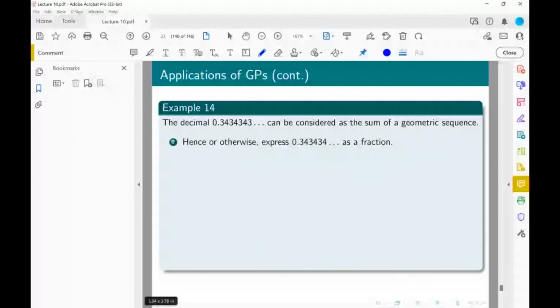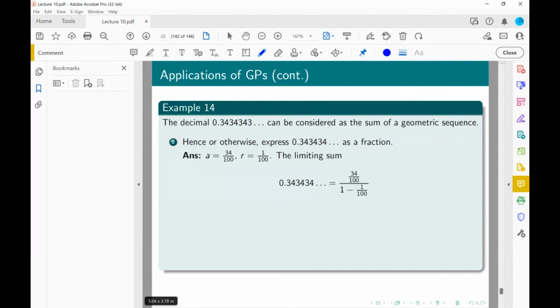And so to read this as a geometric series, what's the next thing we want to do? We want to express this as a fraction. This term is simply going to be equal to the limiting sum, given that the ratio is less than 1. From A and R from before, the limiting sum is exactly equal to A over 1 minus R, which is this expression.